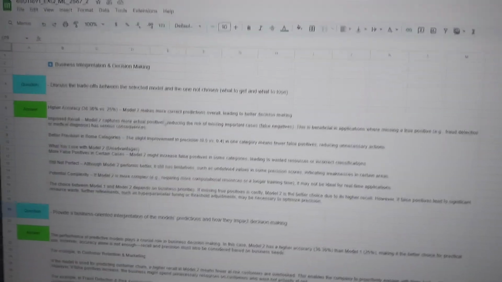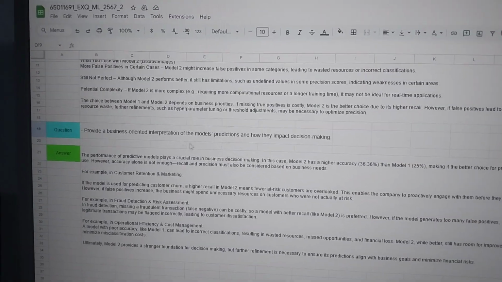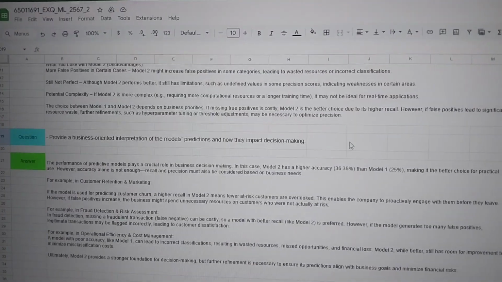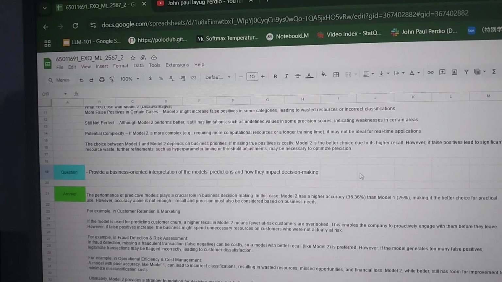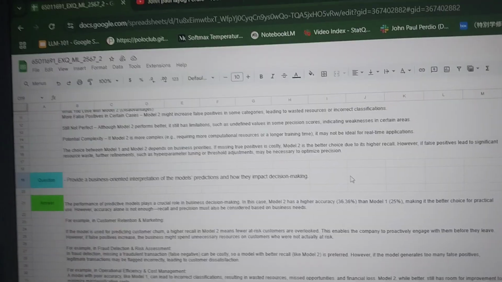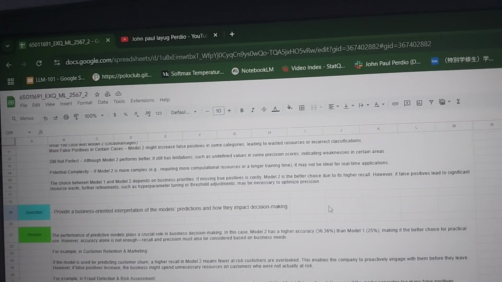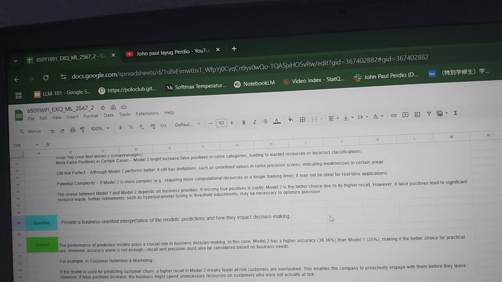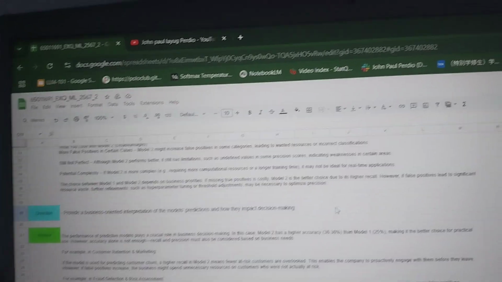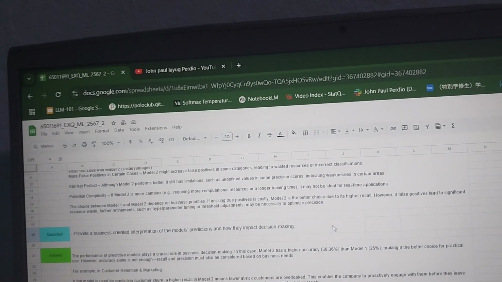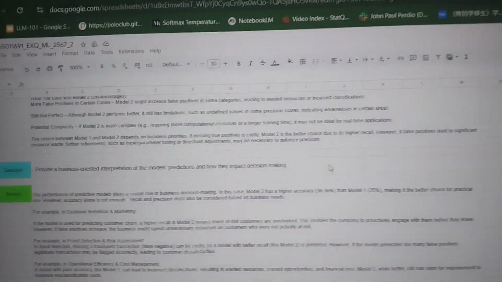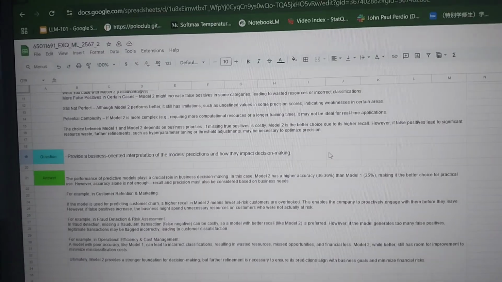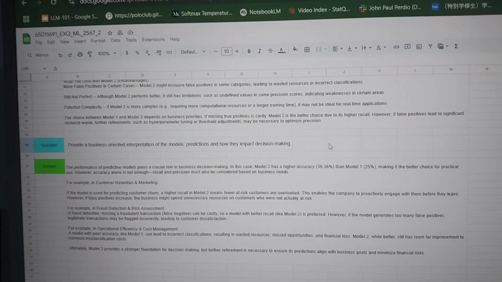model 2. And now, provide a business-oriented interpretation of the models' predictions and how they impact decision making. The performance of predictive models plays a very crucial role. Since model 2 has a higher accuracy, it would be the better choice for practical use, but accuracy alone is not enough. Recall and precision must also be considered. So I've listed a couple of examples here, starting with predicting customer churn.